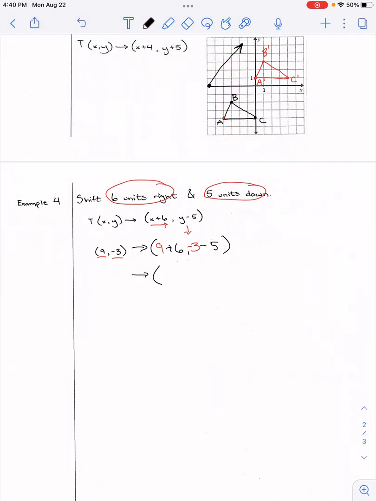All right, 9 plus 6 is 15. And negative 3 minus 5, remember when they have the same sign, you add them and keep the sign. Owing someone $3, then owing someone $5, altogether you owe them $8, so that is negative 8. All right, so that is our image, 15, negative 8. That's going to conclude our notes.